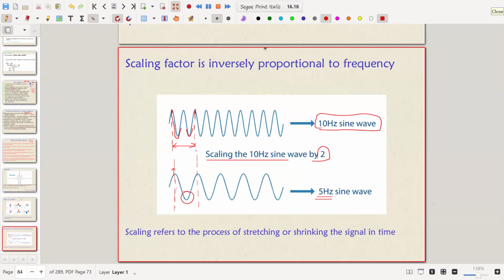If you scale your signal, the frequency is reduced by half. So frequency is inversely proportional to scaling. If you scale the signal, the frequency also reduces. You scaled it by a factor of 2, so your frequency reduced by a factor of 2: 10 divided by 2 is 5. So try to just imagine that a bit.